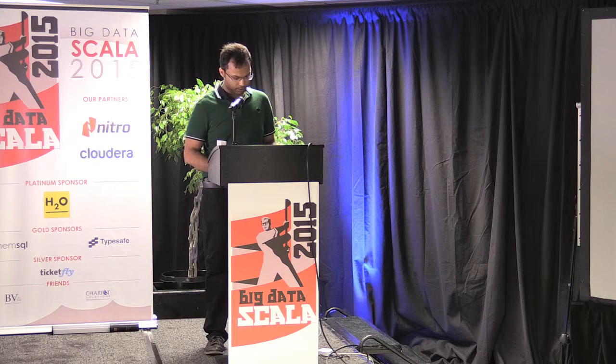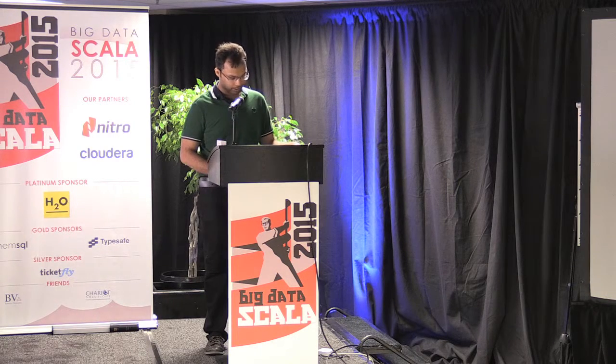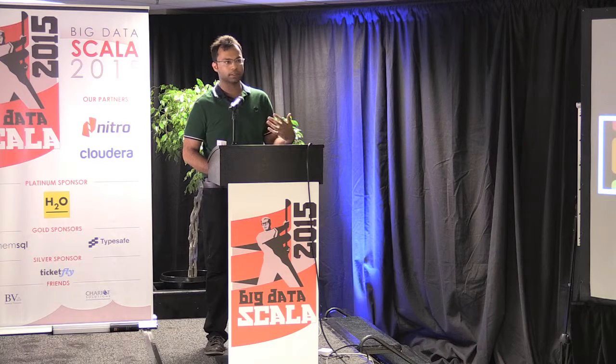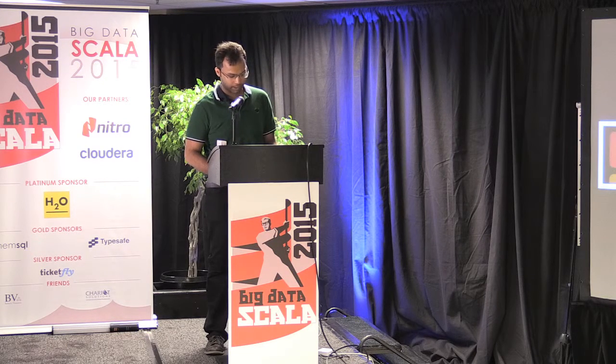Sure. The question was, what do the schemas of events look like before they come into Tsar? So a typical event that comes into Tsar would be something that's, say, thrift encoded. Typically thrift is what we use at Twitter.